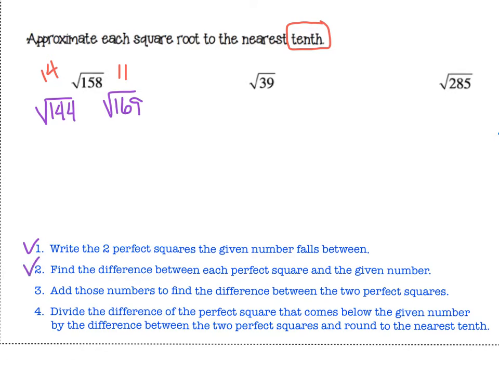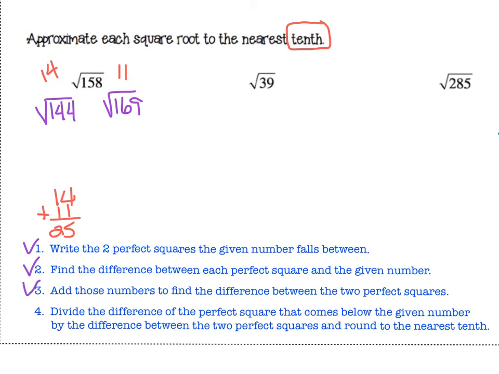We're going to add those two numbers to find the total difference between our two perfect squares, in other words, the total difference between 144 and 169. So we're going to add 14 plus 11, and that gives us 25. Now we want to make sure we keep that number handy because we need that for step 4. So now we're on step 4.